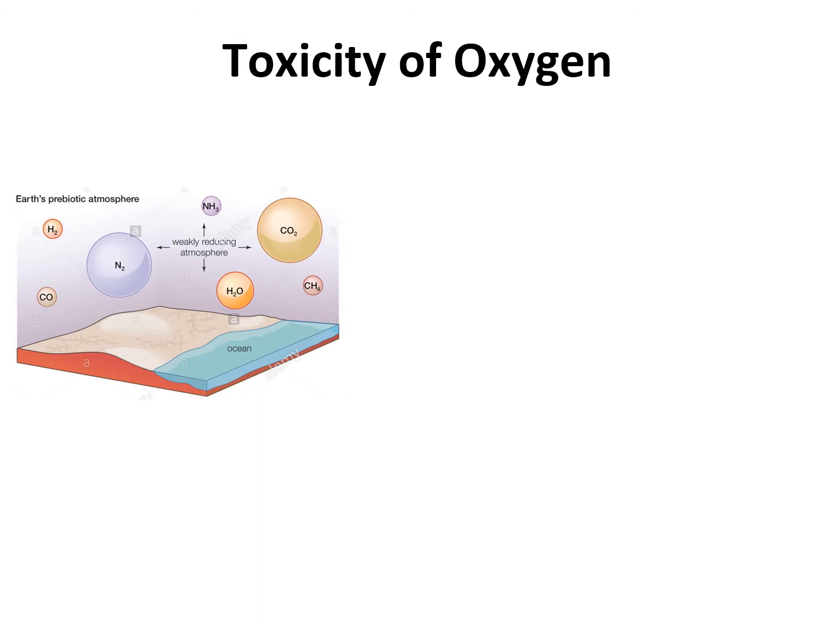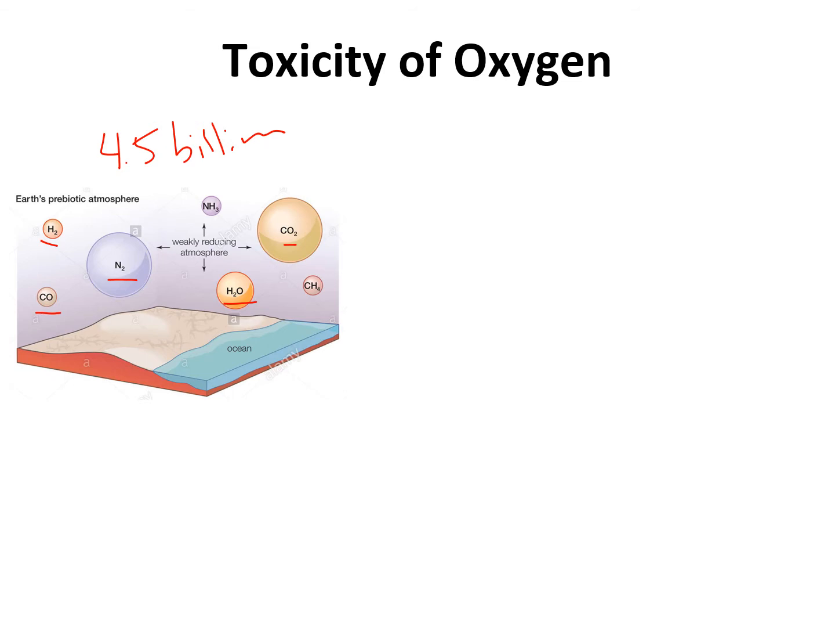Early on in evolution, when the Earth was first formed, about 4.5 billion years ago, it's important to note that before life existed in the atmosphere, there was no free oxygen. There are many different types of gases like carbon monoxide, hydrogen gas, nitrogen gas, water, carbon dioxide, and other gases. But it's important to note that there was absolutely no oxygen present in the atmosphere.